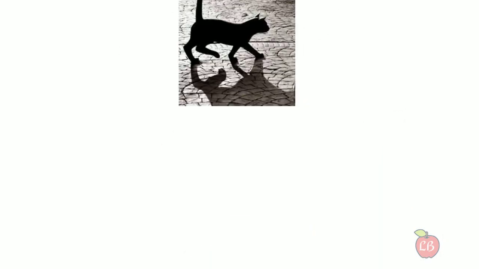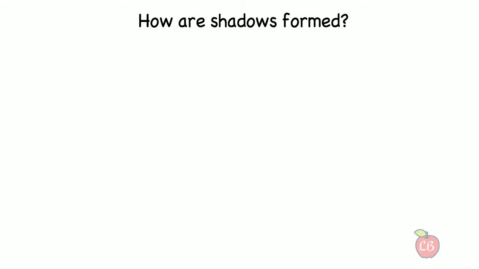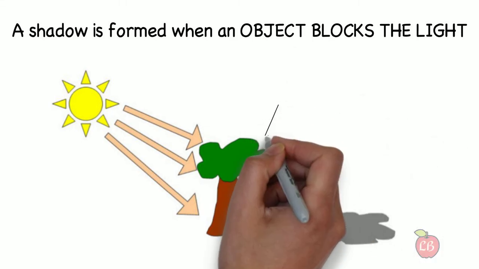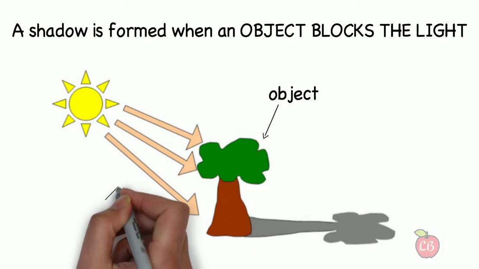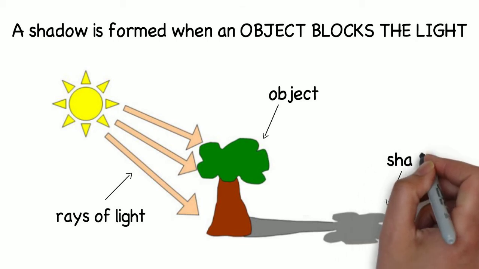Now let's talk about shadows. Do you know how shadows are formed? A shadow is formed when an object blocks the light. Let's see this with an example. This tree is the object that is blocking the rays of light coming from the sun, and as a result, a shadow is generated.